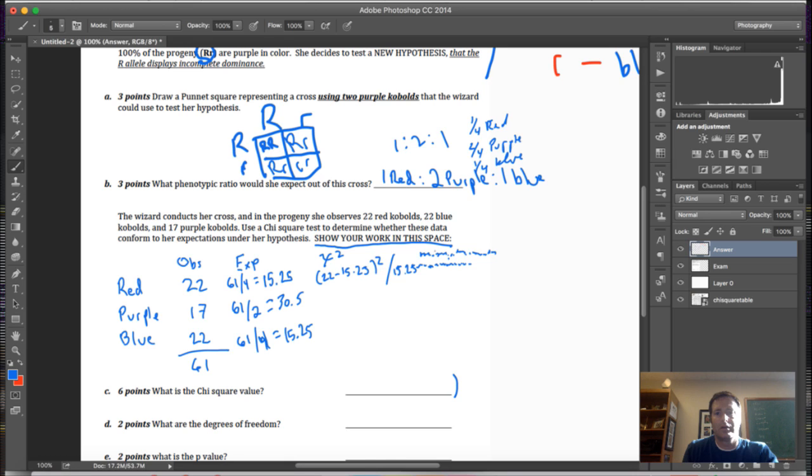So, 61 divided by 4, somewhere in the order of 15.25. Now remember, observed genetic data usually doesn't come in the form of decimals. Expected genetic data, you can have decimals. We expect, of 61, 15.25 kobolds to be red. Similarly, in terms of the number of purple, we expect 61 divided by 2, because half of them, 2/4, should be purple. So that would be 30.5.